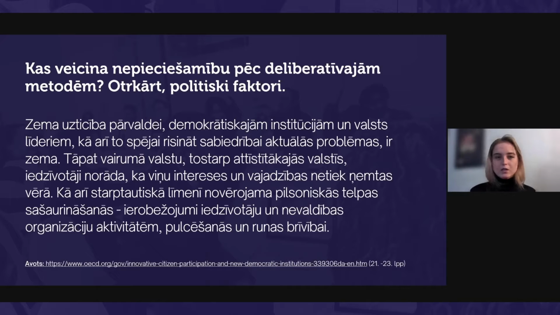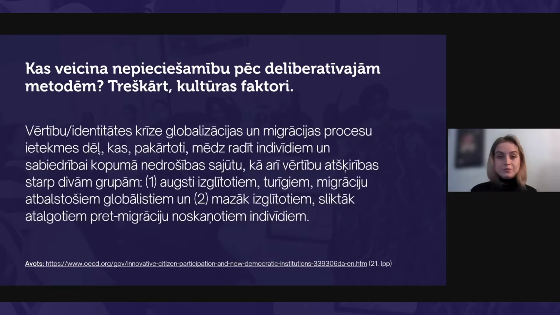Then we see the political factors, as well as trust in the government, democratic institutions, and leaders. We see that trust in democracy is decreasing, so to speak. In such situations, we need to look for new ways to become engaged, because if we participate in elections once in 4 years, this is not enough to create trust that their ideas are taken into account, or that they have the opportunity to influence their tomorrow's life.